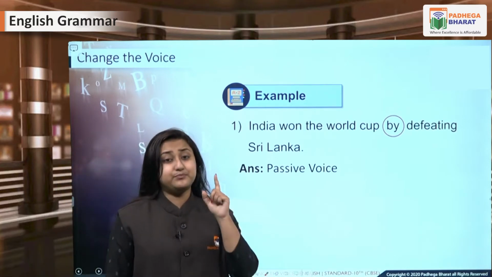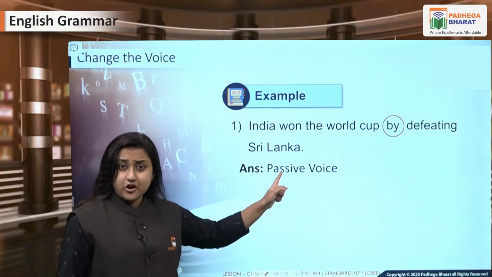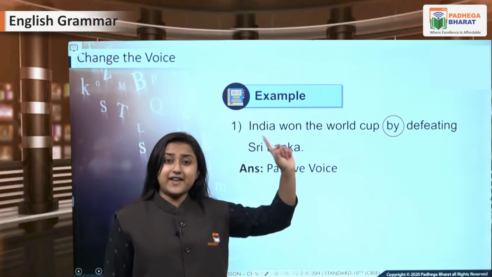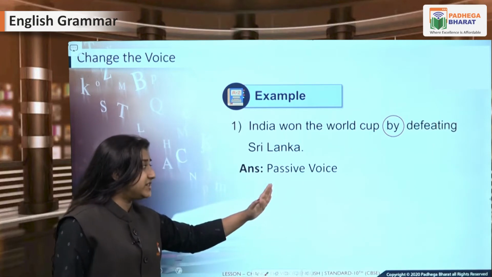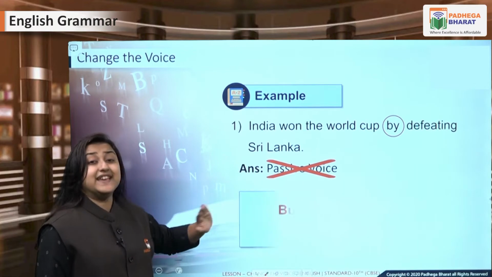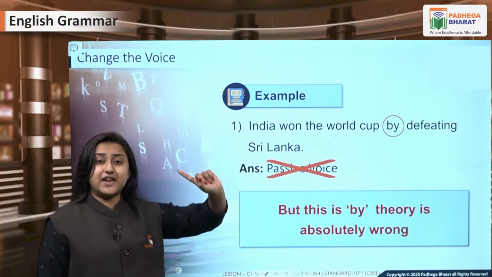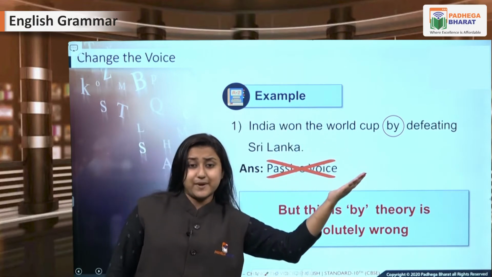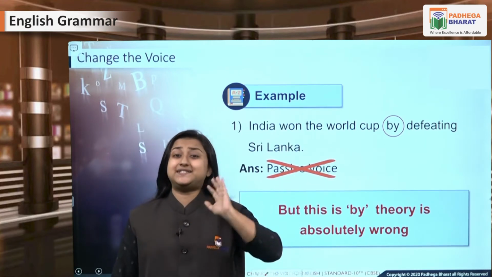But students, you really need to remember that this theory, the way you identify active and passive, is a huge misconception and this theory is absolutely wrong. It is incorrect. You do not use this theory that if there is a "by" in the sentence, it is passive, if there is no "by", it is active. I know it sounds that way.